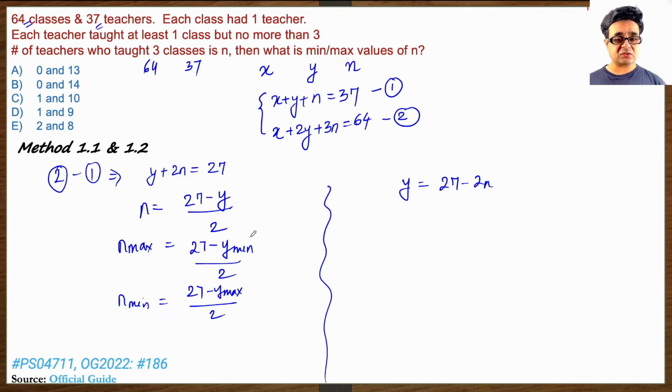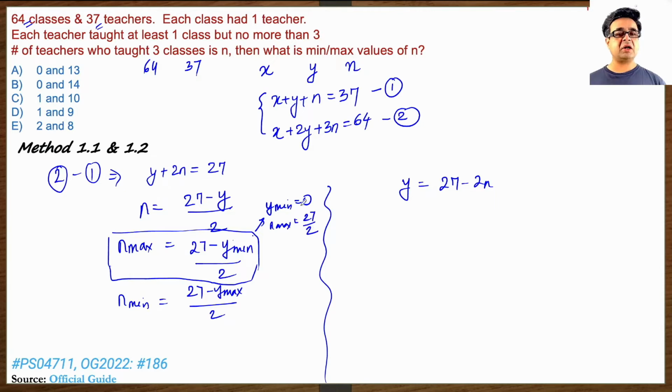So when I take this y minimum, when I'm trying to solve this equation and I take y minimum equal to 0, I get n max as 27 by 2. Now that is just not possible because I cannot have one teacher teaching a fraction of the class. 27 by 2 is 13.5. So this scenario is definitely not applicable.